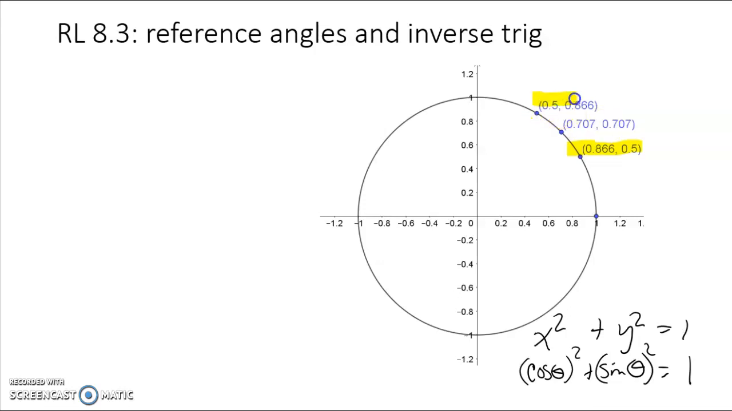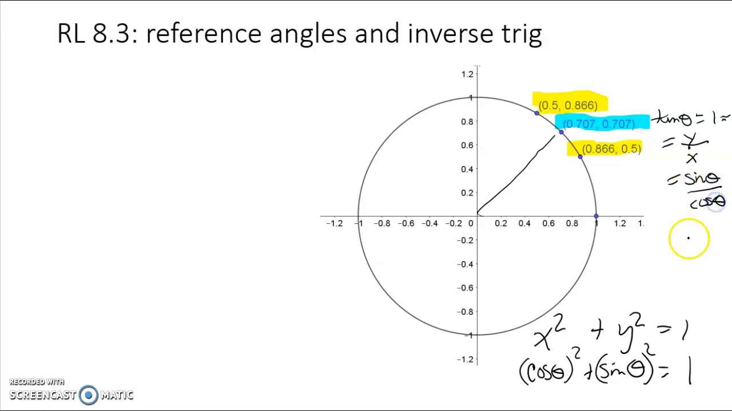So notice these are the same pair of numbers. They're just switched over the line x equals y. And that's an interesting point. We know that that must yield a tangent of 1 because we decided last class that tangent was equal to y over x, which was equal to sine over cosine, which was in fact the slope of our radial line.